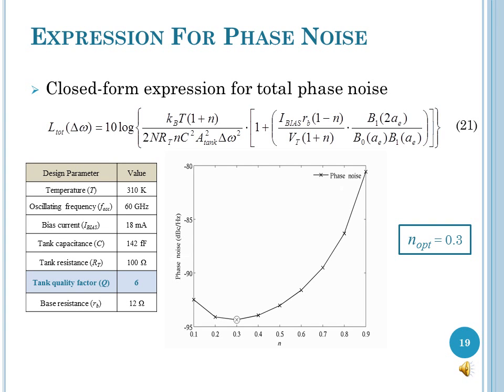The final expression for phase noise was plotted to obtain the optimum value of the design parameter. This was performed by substituting the values for the other design parameters in the millimeter wave range. This table gives the design parameters for an oscillating frequency of 60 GHz. A tank quality factor of 6 is typical in the millimeter wave range, as this is dominated by the quality factor of the varactors. From the plot, it is seen that the optimum value of the design parameter was around 0.3.